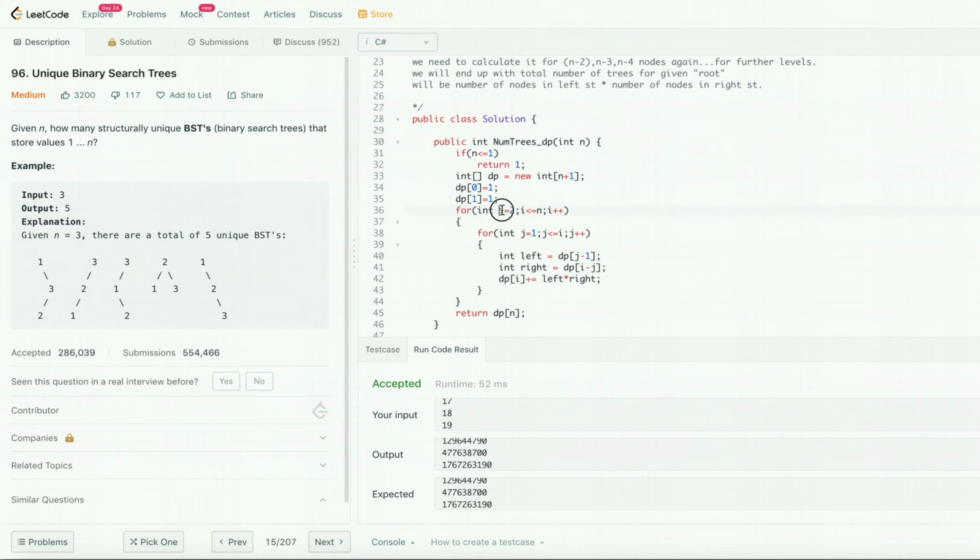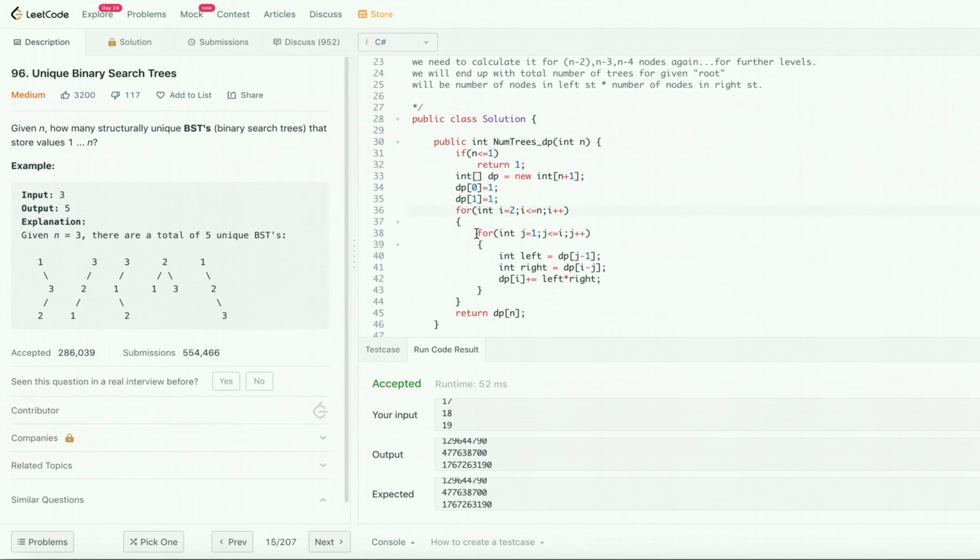So, we will start with i equal to 2. Since we already know the answers for when the tree has 0 nodes and when the tree has 1 node, that is the reason why we are starting with the tree with 2 nodes, and we will go on until the tree has n nodes. So, that is what we are going to do now.